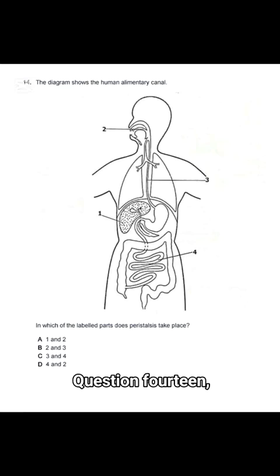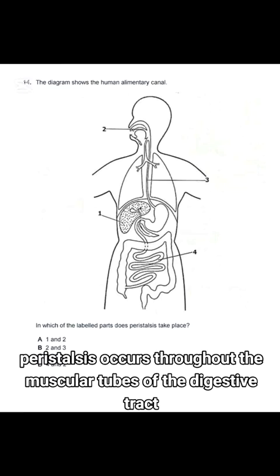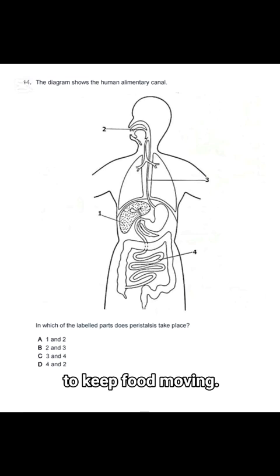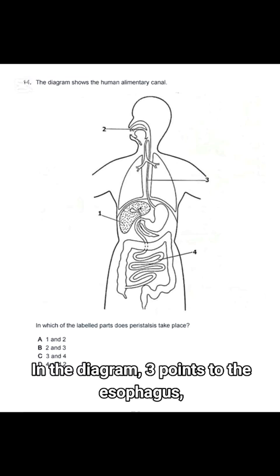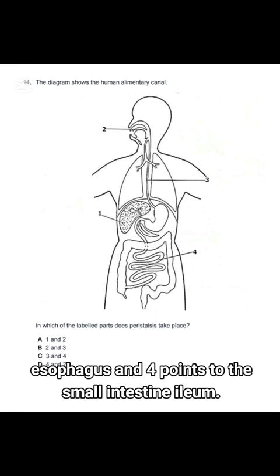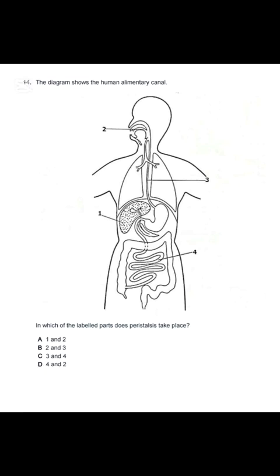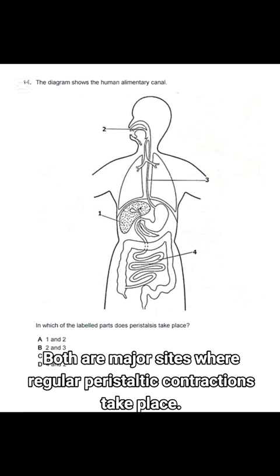Question 14. Answer: C. 3 and 4. Explanation: peristalsis occurs throughout the muscular tubes of the digestive tract to keep food moving. In the diagram, 3 points to the esophagus, and 4 points to the small intestine, ileum. Both are major sites where regular peristaltic contractions take place.